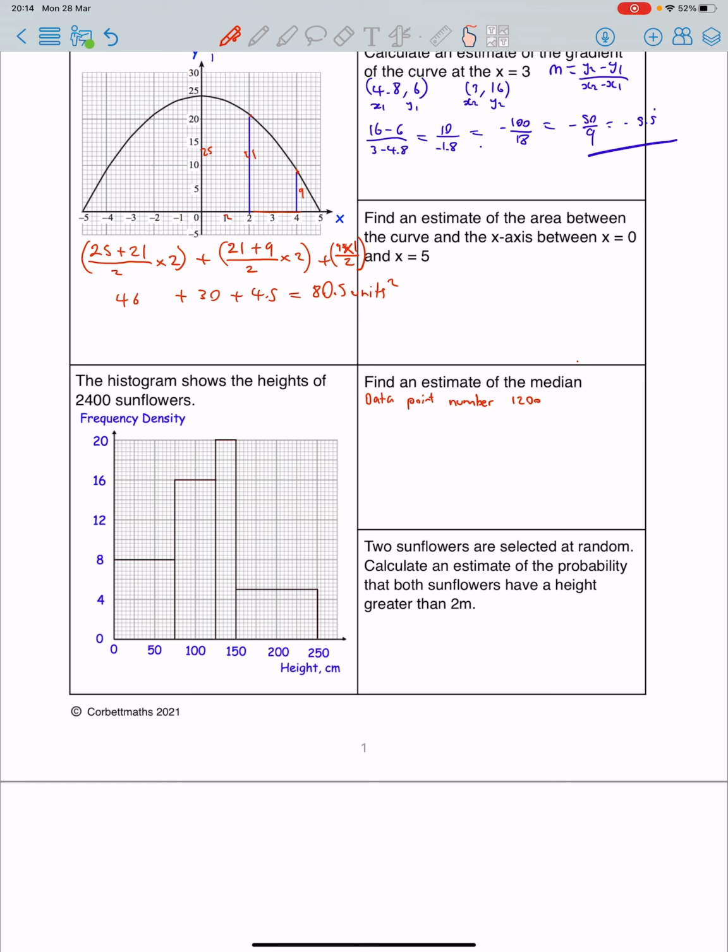So in the first bar, remember frequency in a histogram is the area of the bar. So we've got, what number is this? 25, 50, 75. 75 multiplied by, is that 8? Yeah. Okay, so the 600, I think it is. So this would be 600.